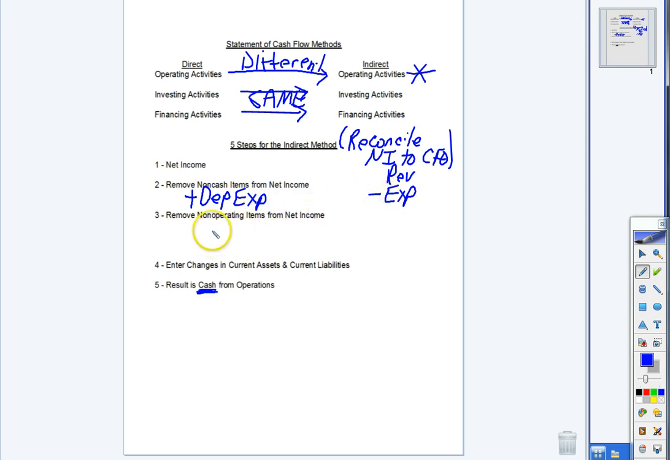The third step is to remove any non-operating items because we only want operating activities. Well, it's possible on the income statement we might have gains from sales of property, plant, and equipment, or we might have losses from sales of property, plant, and equipment.